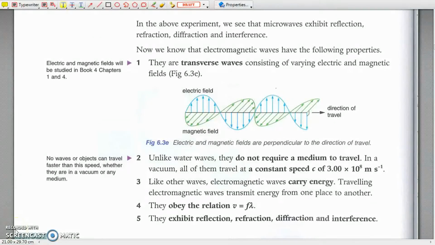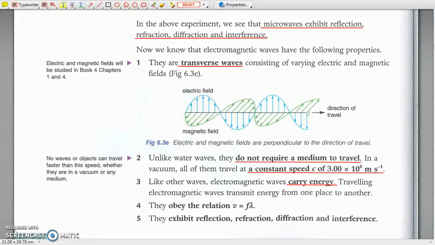Now, there's no question that microwaves are a kind of electromagnetic waves. And for all EM waves, we know that they are all transverse waves that travel at 3 × 10⁸ meters per second in vacuum. And they do not require a medium to travel. They carry energy, the energy that interchanges between the varying electric field and magnetic field as the wave travels. This also explains how solar energy from the sun reaches the surface of the earth.